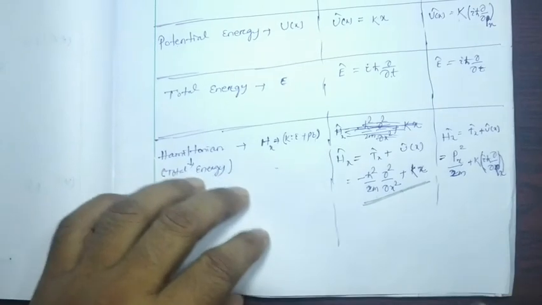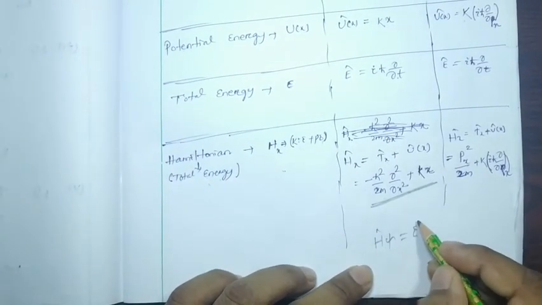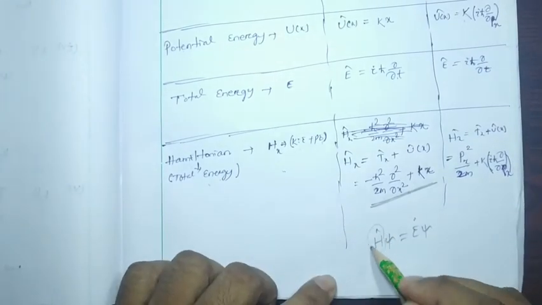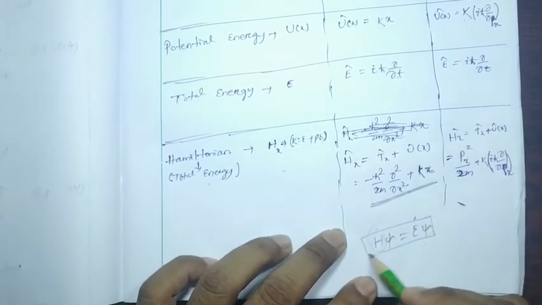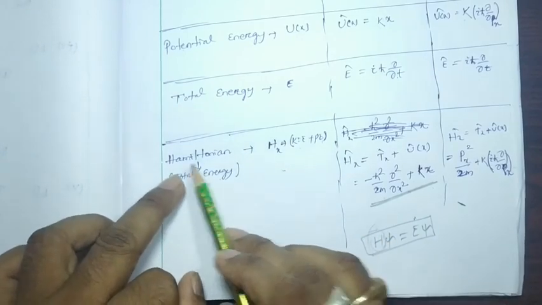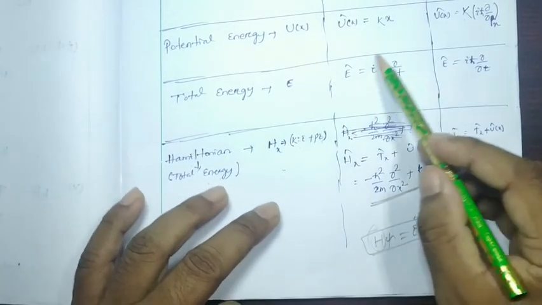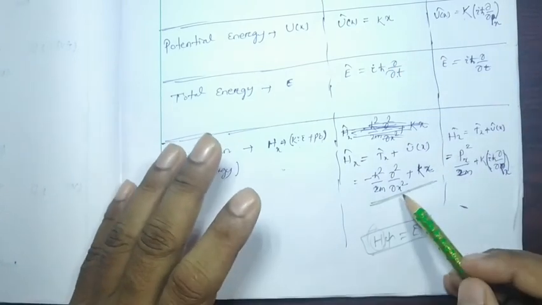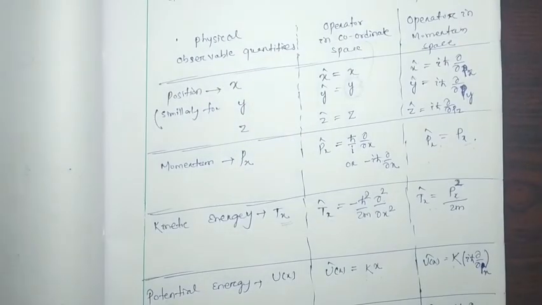So here we can write H cap psi is equal to E psi. The operator equation H psi is equal to E psi. So the Hamiltonian, kinetic energy plus potential energy, is equivalent to this one as well. This is in the form of differentiation with respect to time, and this is in the form of differentiation with respect to x. So this is all about our class.